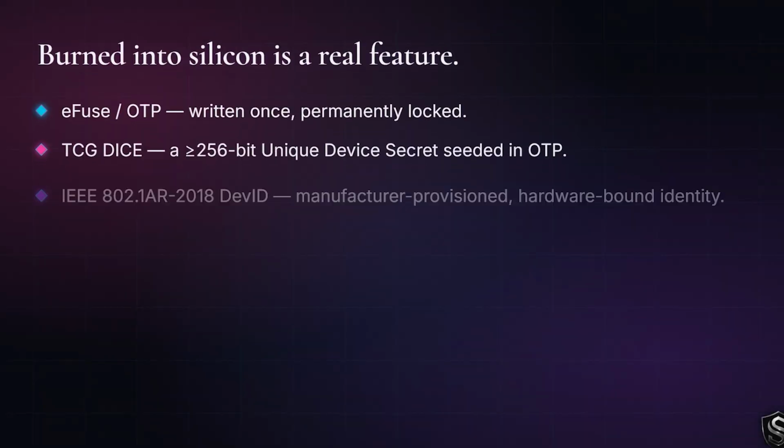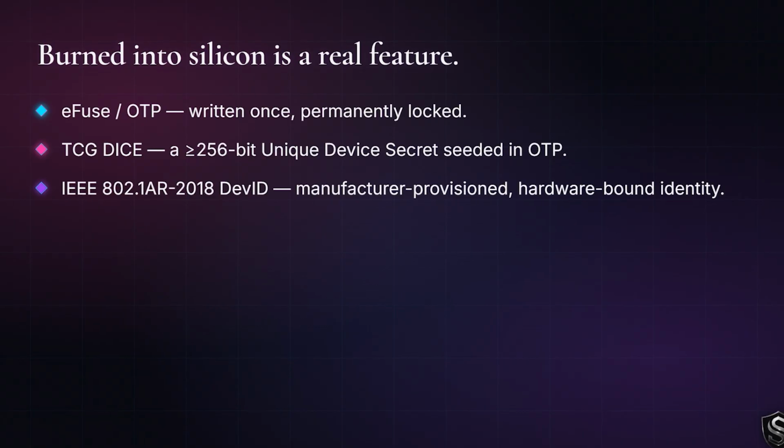Even the literal phrase, burned into silicon, is a commodity feature, not a metaphor. An eFuse, or one-time programmable memory, is written exactly once and then permanently locked. You cannot unburn it. The Trusted Computing Group's DICE standard seeds a unique device secret of at least 256 bits into that memory. And IEEE 802.1AR gives the device a manufacturer-provisioned identity bound to the hardware itself. Burn once is a feature you can order.